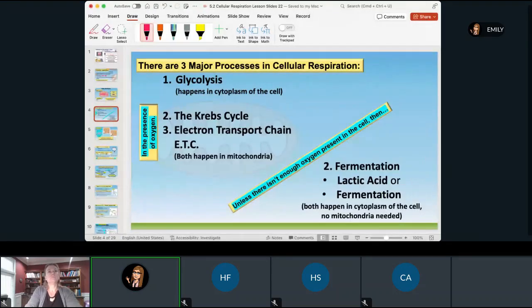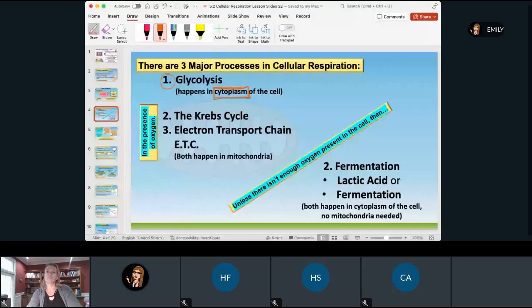So there are three major processes in cellular respiration. The first one is glycolysis. And glycolysis happens in the cytoplasm of the cell. Okay? So glycolysis is the only step that does not happen in the mitochondria. So this happens in the cytoplasm of the cell, just outside of the mitochondria.